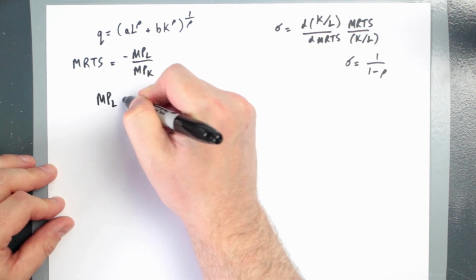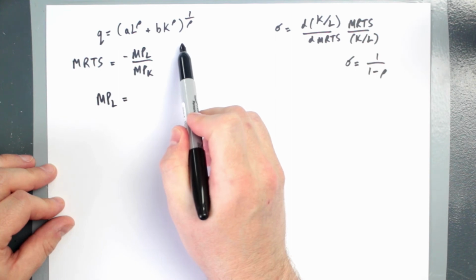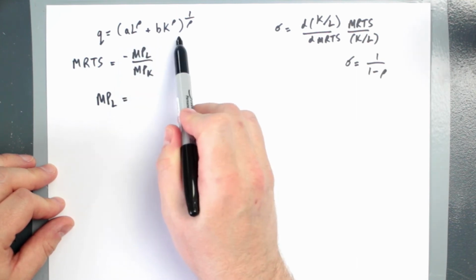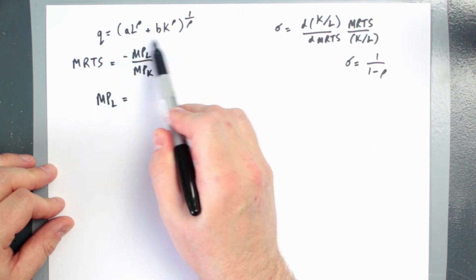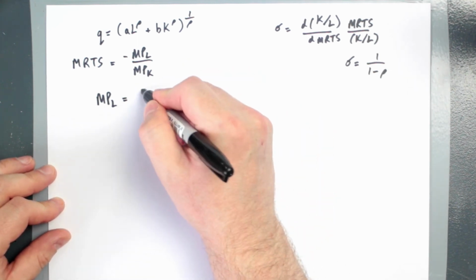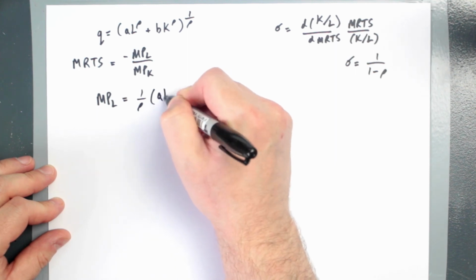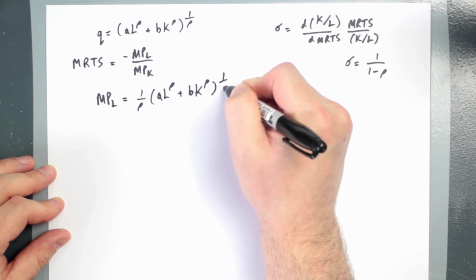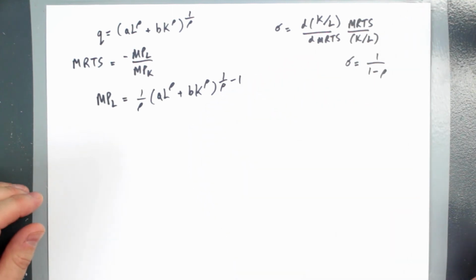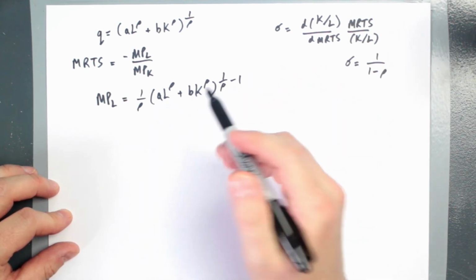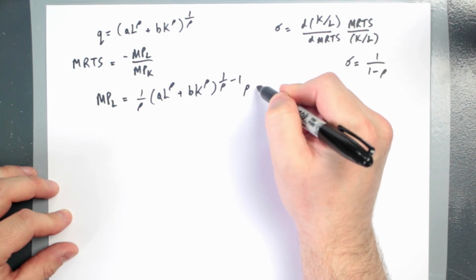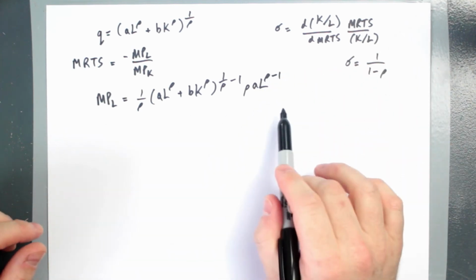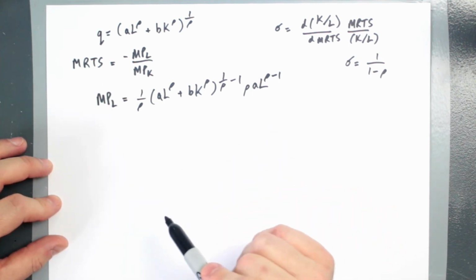The marginal product of labour is the partial derivative of this with respect to labour, so we're going to treat capital as constant. To differentiate something like this with respect to L, we use the chain rule: differentiate the outside of the bracket, then differentiate the inside. So we get 1 over rho, times (A times L to the power rho, plus B times K to the power rho), all to the power 1 over rho minus 1. Then we multiply this by the derivative inside the bracket, which is rho times A times L to the power rho minus 1. So that's an expression for the marginal product of labour for the CES production function.